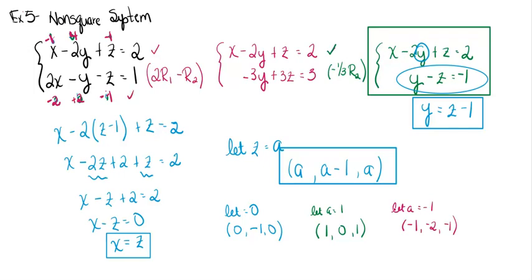So you can see that no matter what you put in for a, you can figure out what the other two elements are, and that would be your ordered triple. So your infinite set of ordered triples would be in the form a, a minus 1, a in this case. And that is how you solve a non-square system. It's very similar to solving a system with infinite solutions.